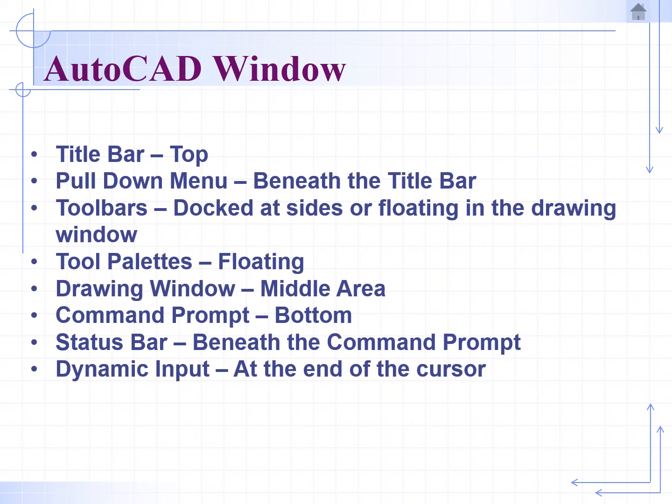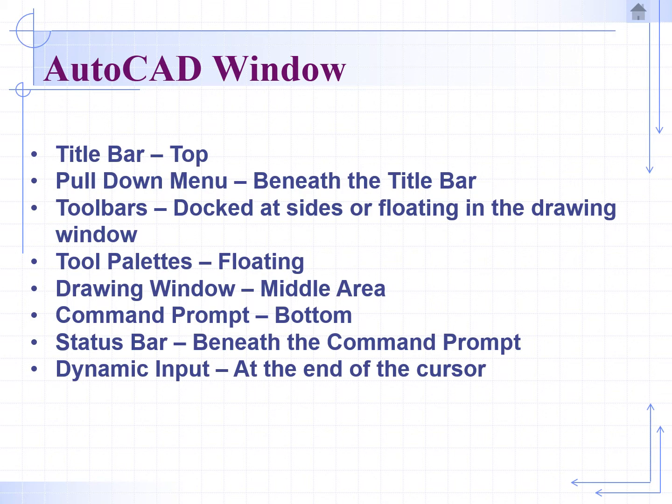In your AutoCAD window, when you open these up, your title bar will be on top. Your pull down menu will be beneath the title bar. It'll look like a small little arrow with a line above it. The toolbars will be docked at the sides or floating in the drawing window, and you can move those. We'll get more into the toolbars as we go along. Tool palettes will be floating, so once we start using actual tool palettes, especially when we get into blocks and things like that, we'll see where these are.